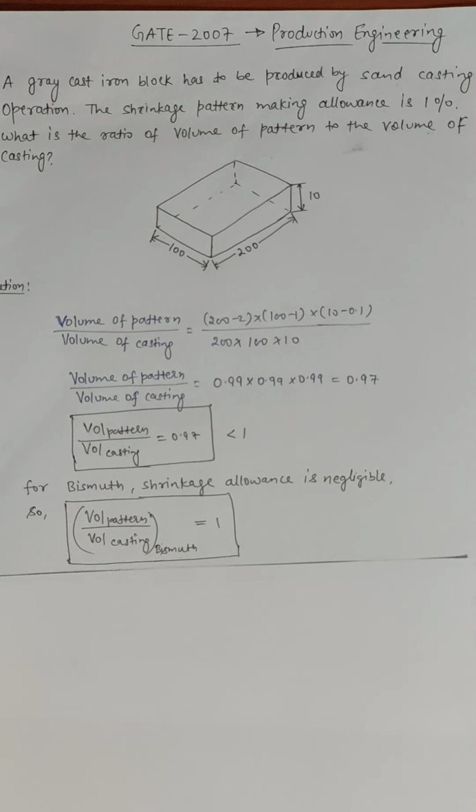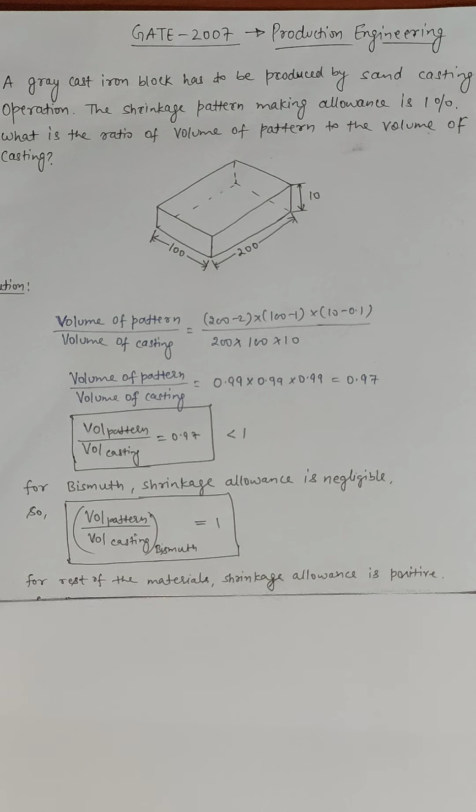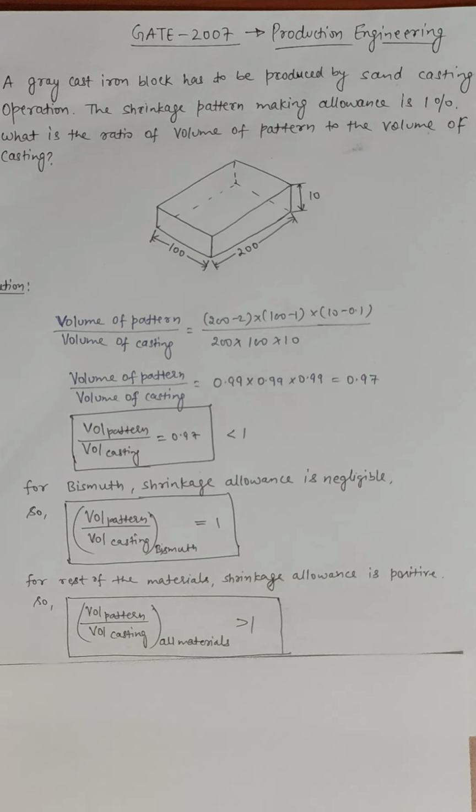Let us solve one more question. If they are asking about some specific material which is not grey cast iron and which is not bismuth, what is this ratio coming out to be? This ratio will come out greater than 1, because during the solidification process the material will contract. In order to compensate this contraction, we need to increase the size of the pattern. And in that case, this ratio will become more than 1. Thank you.